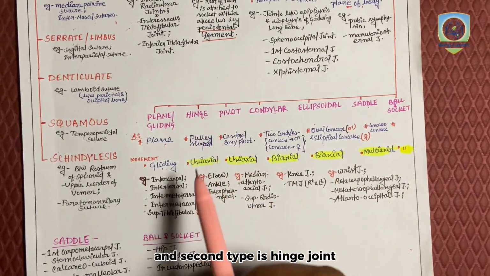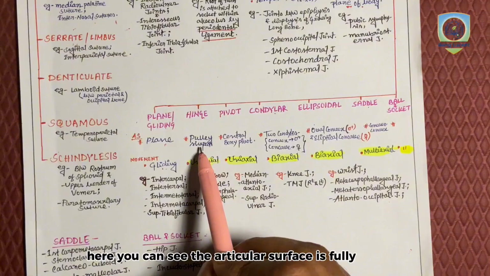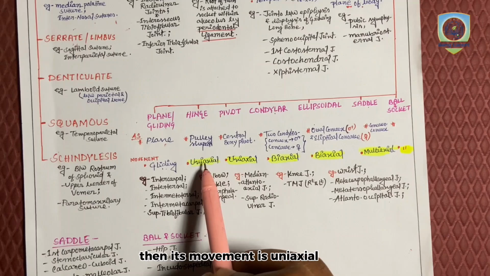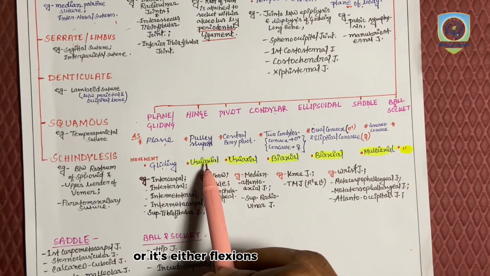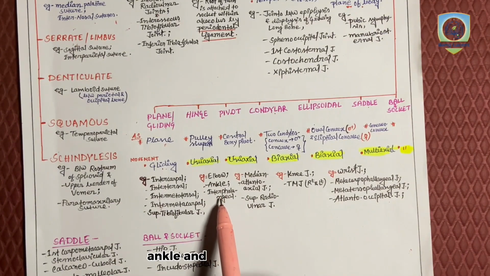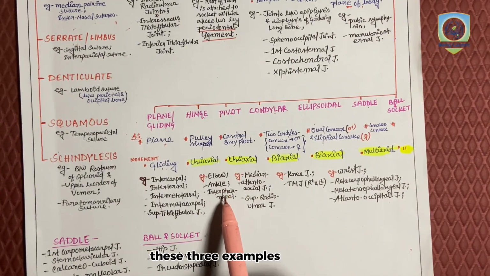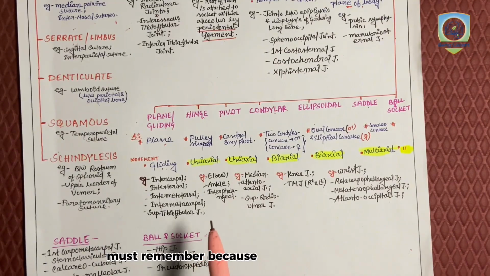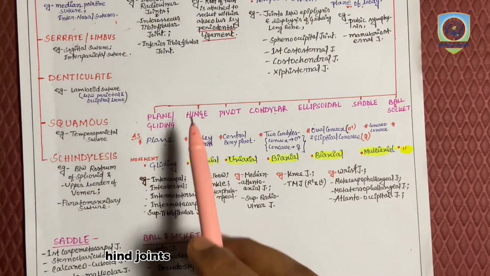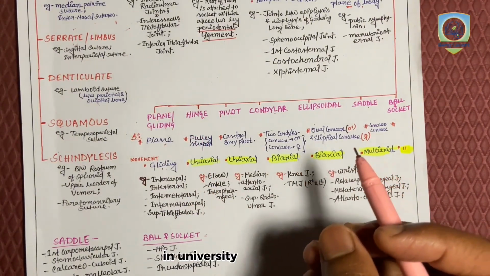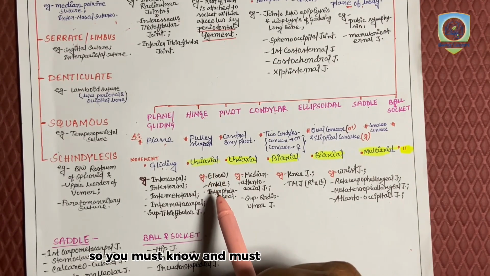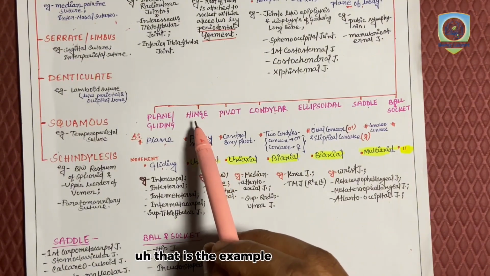The second type is the hinge joint. In a hinge joint, the articular surface is pulley shaped, like a hinge. Its movement is uniaxial, either flexion or extension. In hinge joints, the examples are the elbow, ankle, and interphalangeal joints. These three examples you must remember because they are frequently asked. Sometimes students can't recall hinge joints, and especially in university MCQ exams we frequently forget, so we must know and remember these three joints, which are the examples of hinge joints.